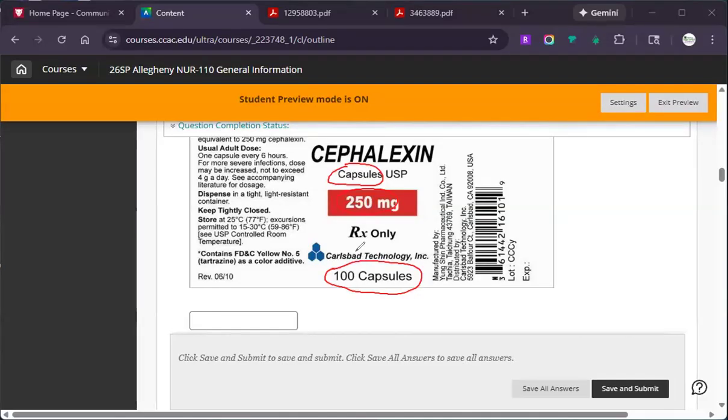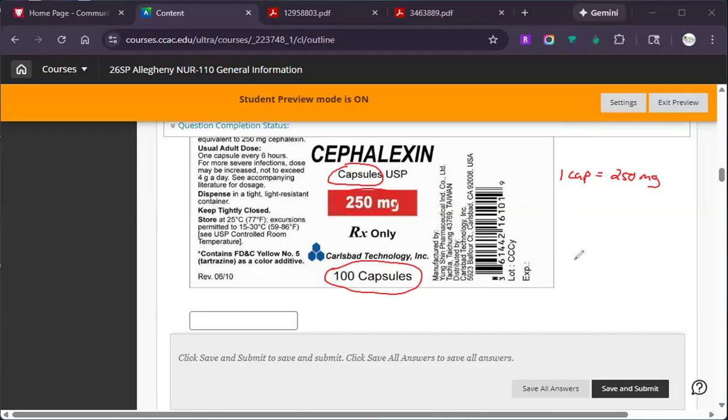This does not mean there's 250 milligrams in 100 capsules. What this does say is that for every one capsule, I'm just going to write one capsule equals 250 milligrams.